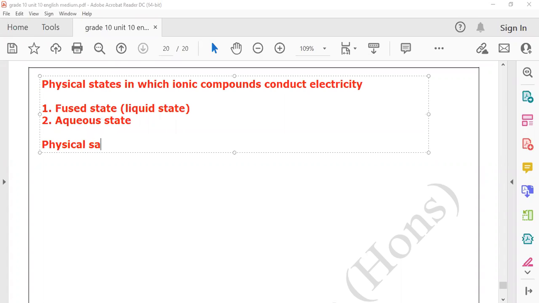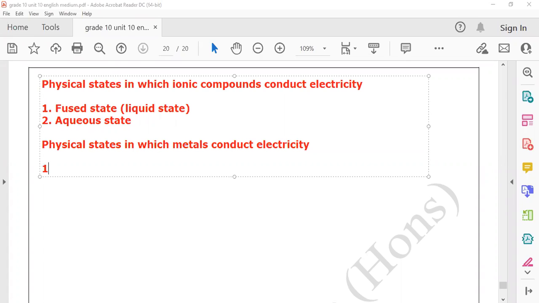Physical states in which metals conduct electricity. Metals can also conduct electricity, right? Metals will conduct electricity in which physical state? Solid state. Metals will conduct electricity also in which state? Liquid state.